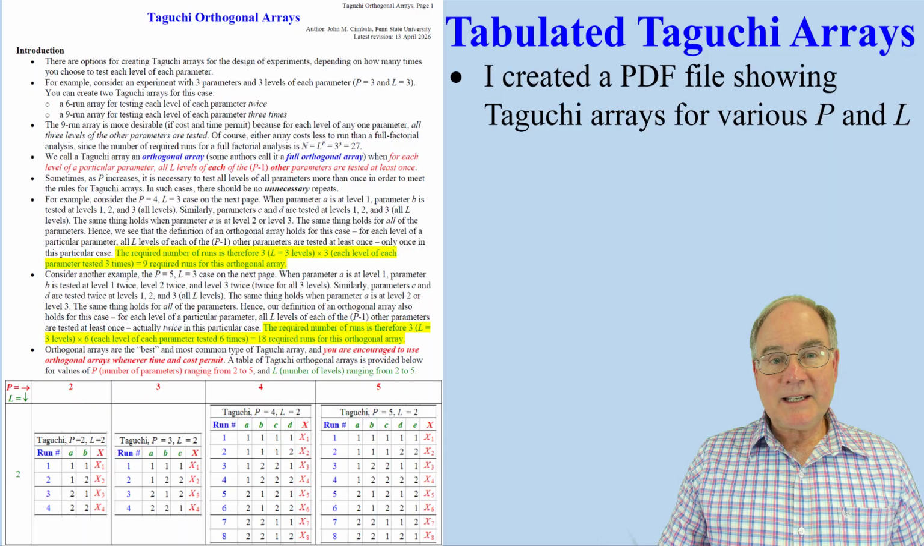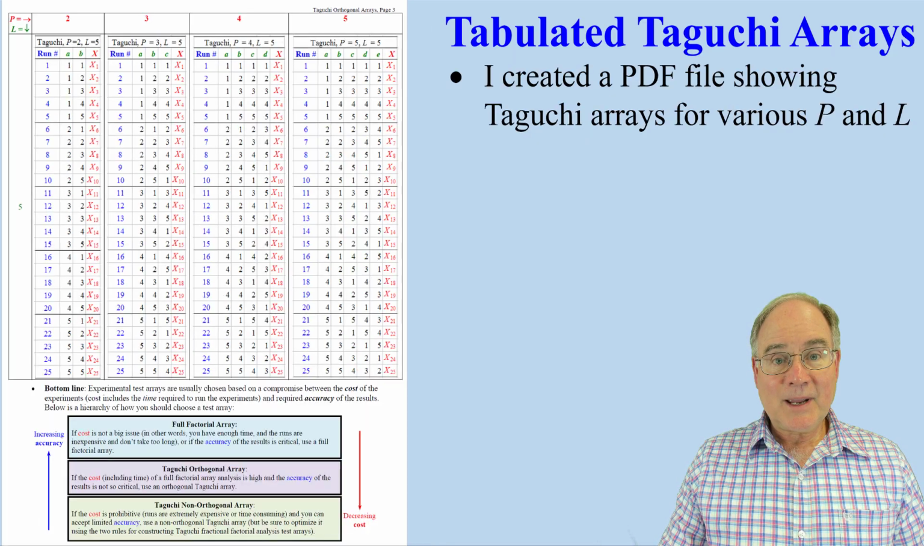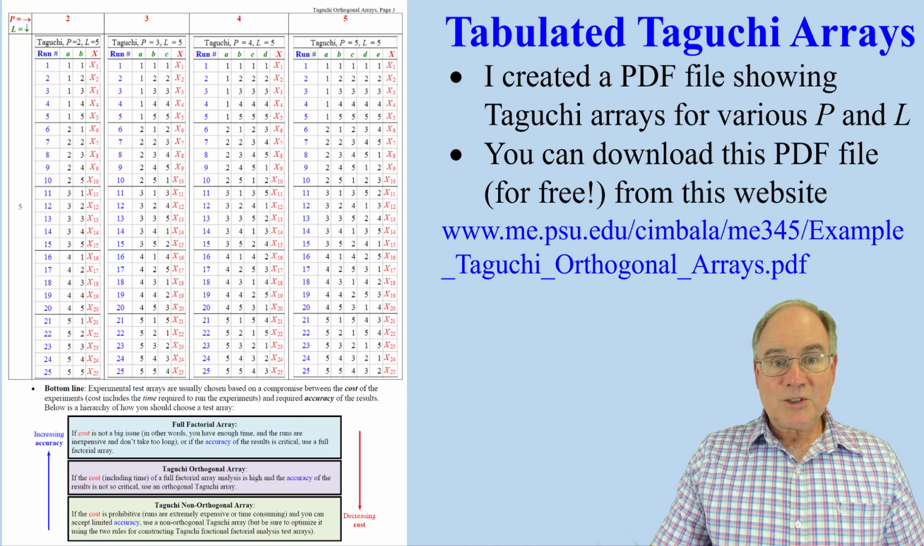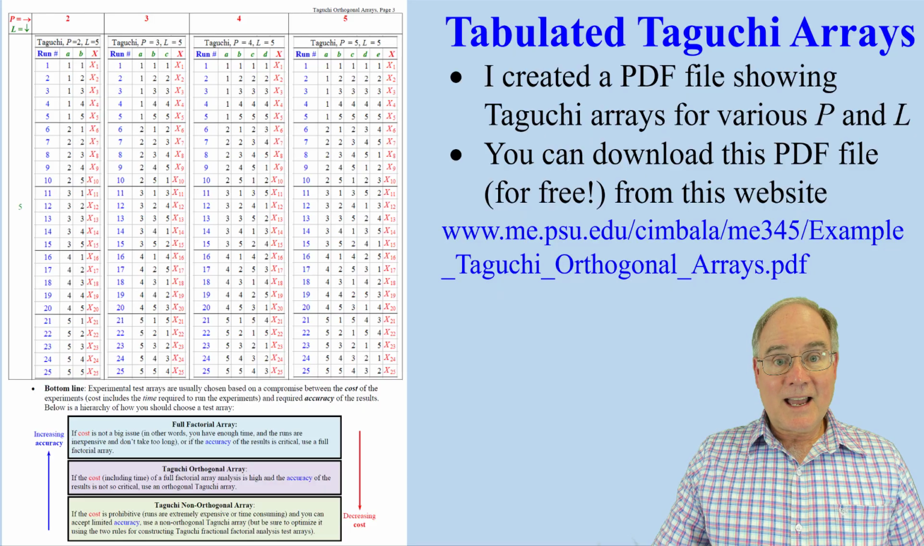I created a PDF file showing Taguchi arrays with various choices of P and L. This is page 1, page 2, and page 3. P is in red going across, and L is in green going down. These arrays are very useful for doing experiments. You can download this PDF file at this website, and I'll add that URL to the comments of this video.